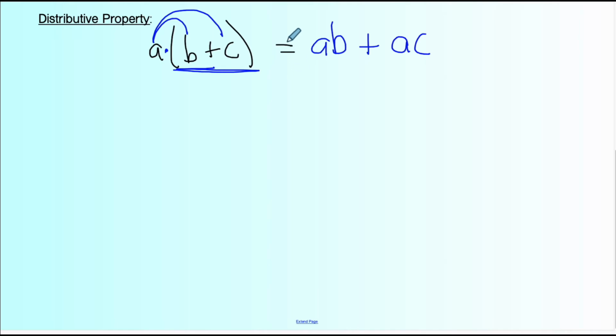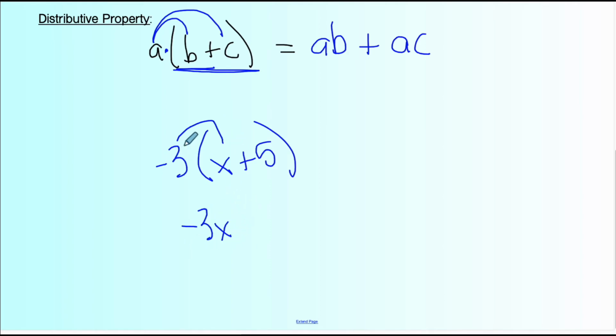So let's look at that in a number context. Let's say we had negative 3 times x plus 5. Well, that's negative 3 times everything in the parentheses. So negative 3 times x is negative 3x. And then negative 3 times 5 is negative 15. So negative 15. And the reason I'm writing that in parentheses is just to highlight the fact that it's negative and so that I don't have plus minus right next to each other.